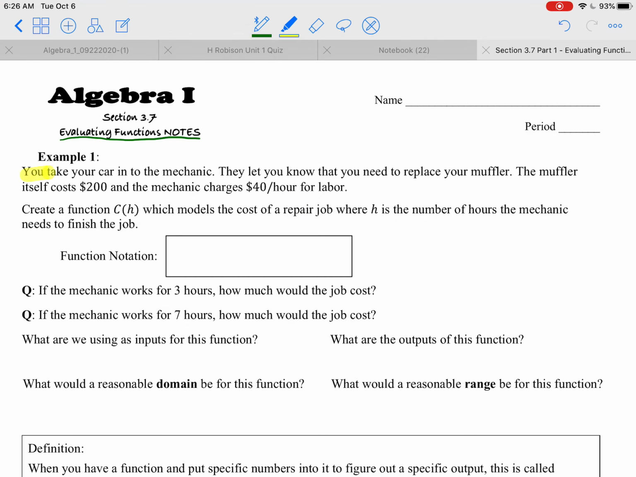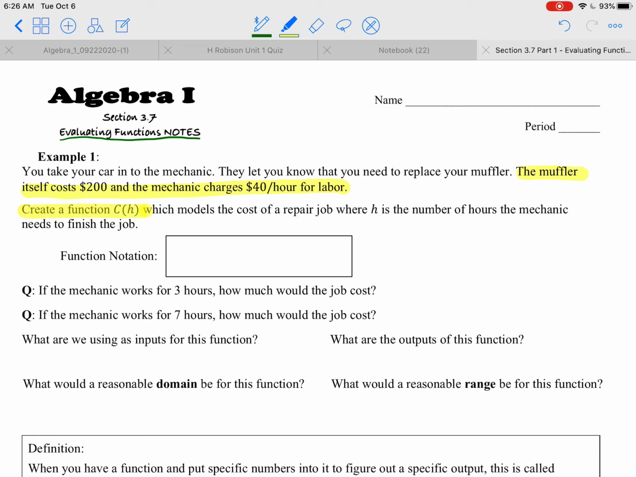Imagine you take your car to the mechanic, the person who works on your car, and they let you know that they have to replace your muffler. The muffler itself, the piece of equipment, is $200, and the mechanic charges $40 an hour for labor, which nowadays I feel is a pretty reasonable price. A lot of places charge way more than that.